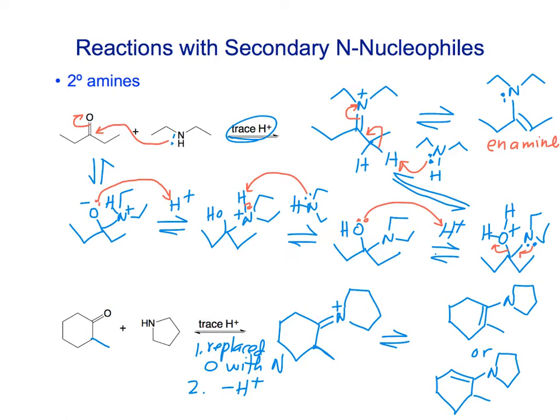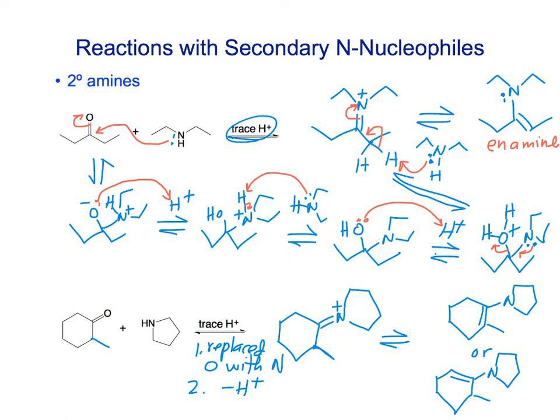The top one? Yeah. So why would the top one be more stable? It has the most substituted. Right, the most highly substituted alkene. So this one would be more stable. We get more of this product than we would of the bottom one.